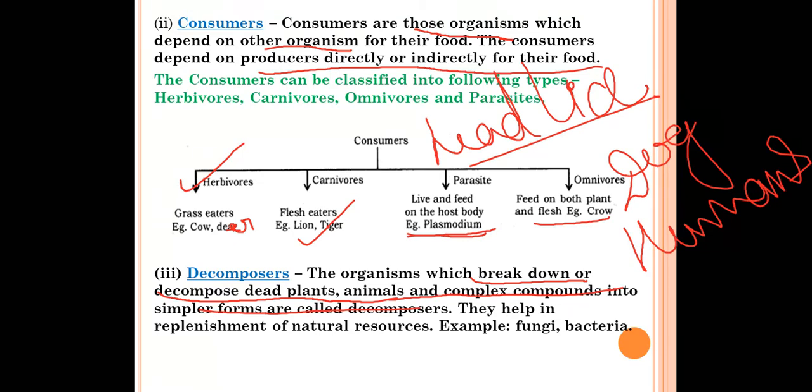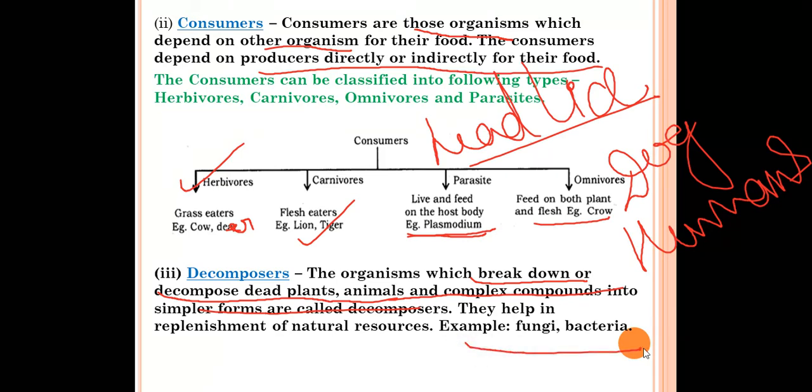They break down the dead bodies of plants and animals into small forms so that they mix with the soil. They help in the replenishment of natural resources, and they also make the soil fertile. Decomposers also help in making the soil fertile. Example, you can write fungi and bacteria.